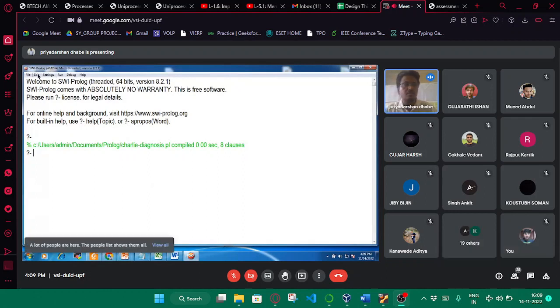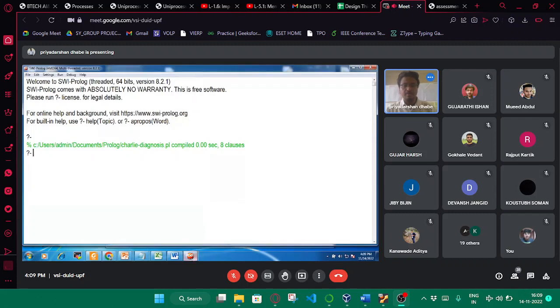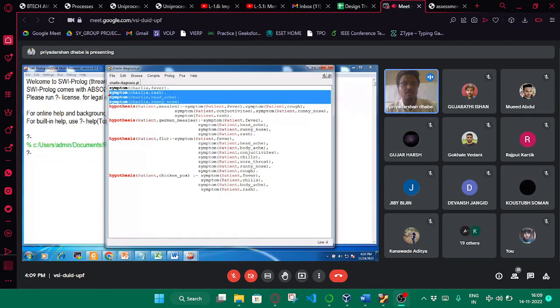So go to file, then edit, and I can open this particular file in a new editor window. We have the four rules and four facts. These are called facts, and these are called rules.